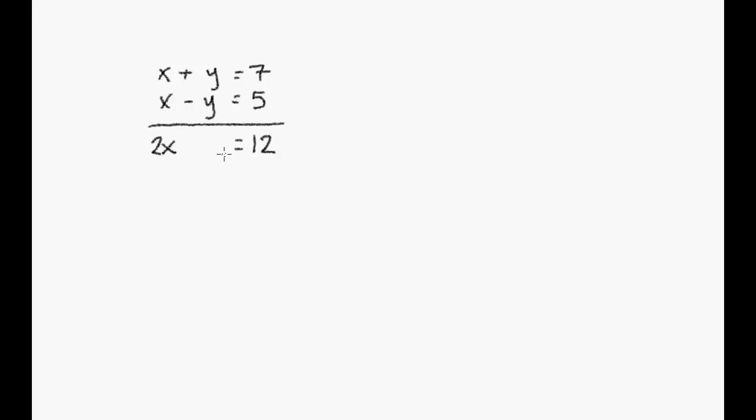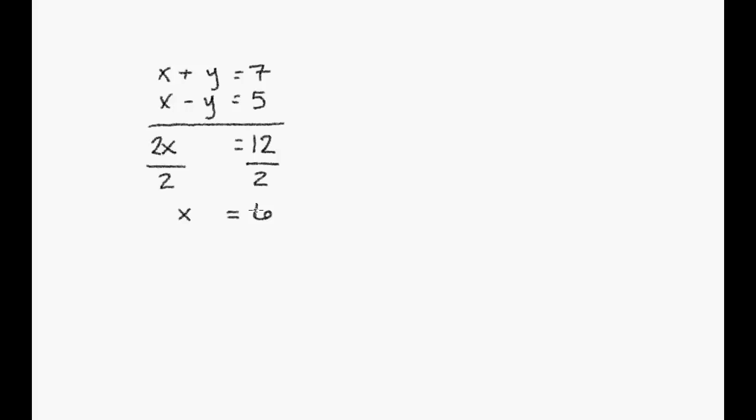So now to get x all by itself, we have to undo multiplication because it's being multiplied by 2 at this point. And the opposite of multiplication is division. Okay, so x is 6. So the x value of the solution is 6.